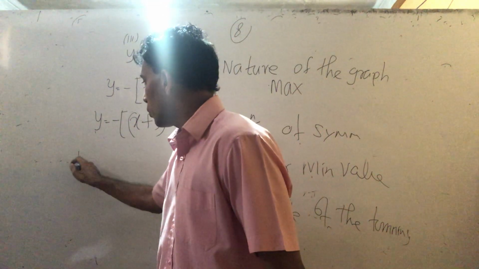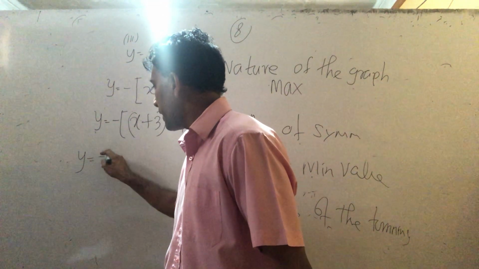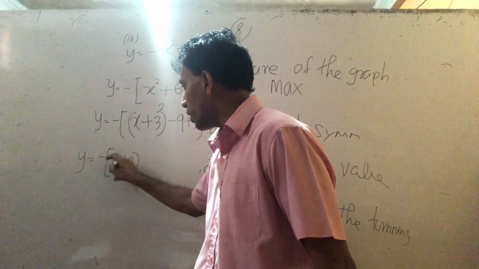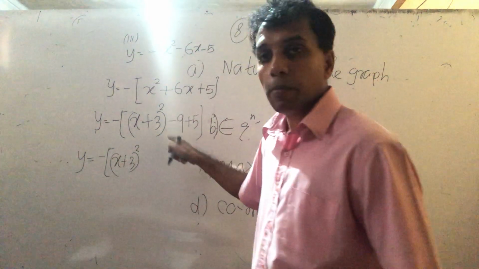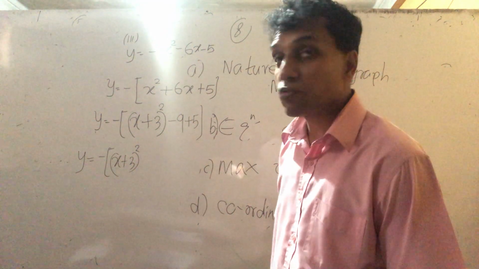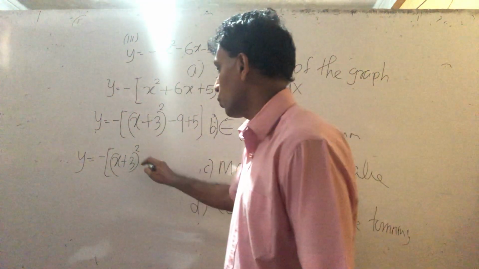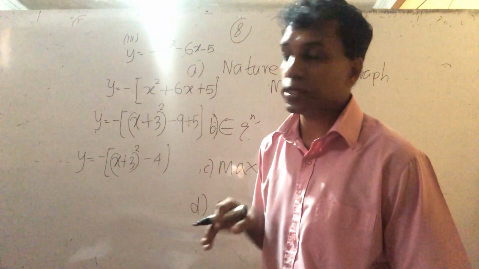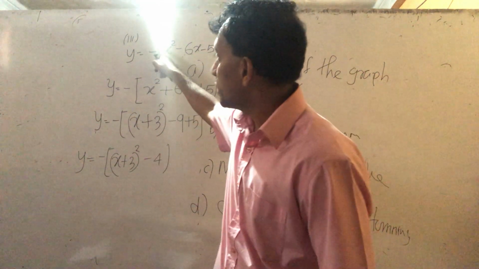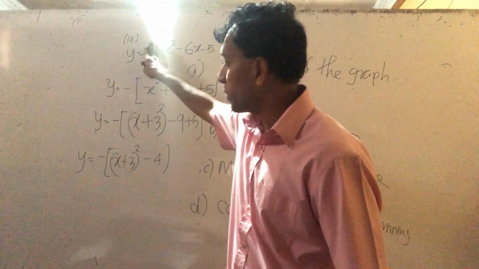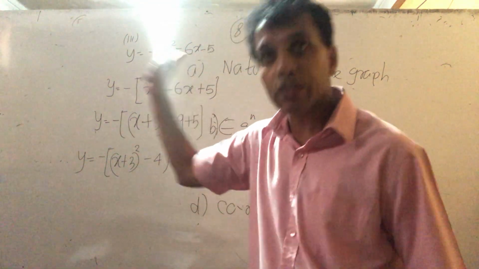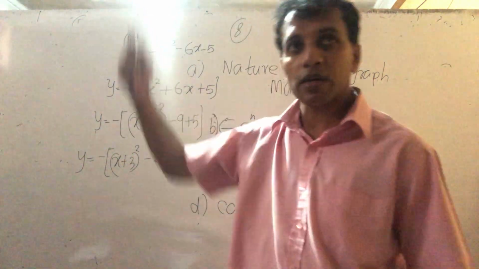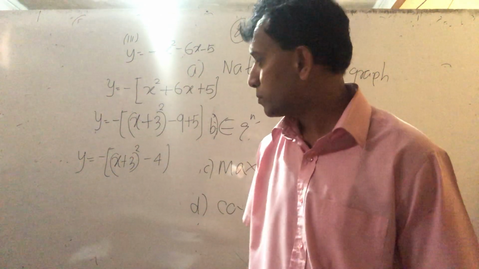So y equals minus x plus 3 all squared, minus 9 plus 5, what is that? Minus 4. Up to this is important, right? For example, if there is a 3 there, plus 3 available, take the 3 out and rearrange. I will show that in another video, one question like that.